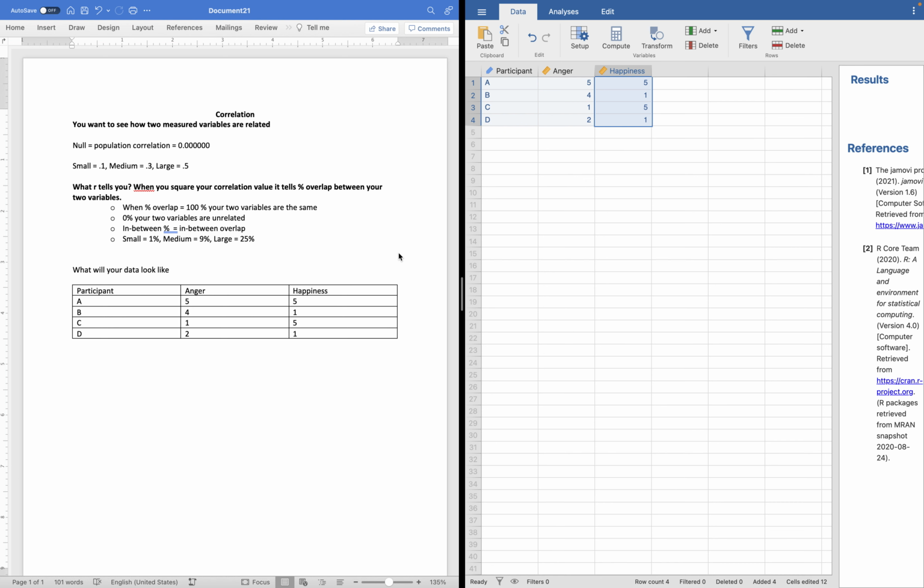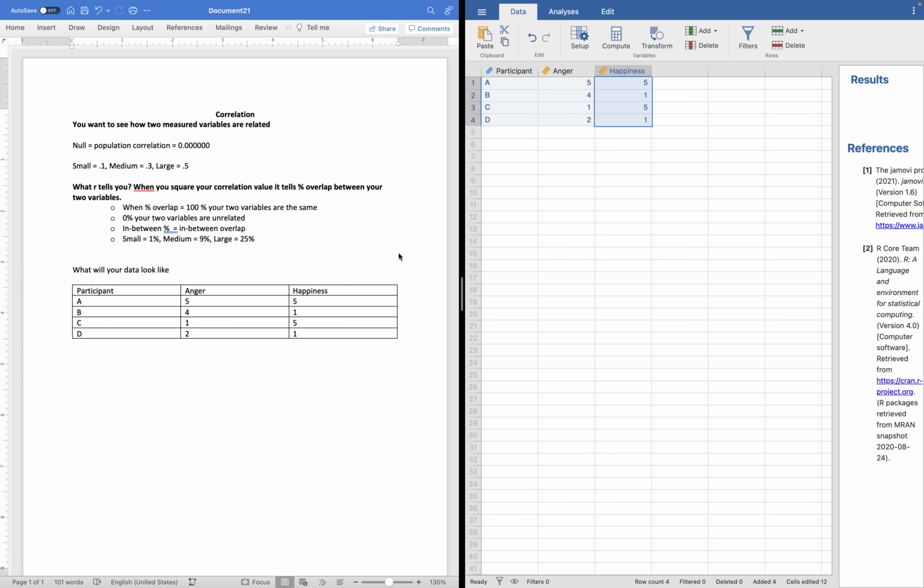So let's take that small value of 0.1. 0.1 times 0.1 is 0.01. Multiply that by 100 is 1%. 0.3 squared is 0.09. Multiply that by 100, that is 9%. 0.5 times 0.5 is 0.25. Multiplied by 100 is 25%. That's how you convert a correlation R value into a percentage overlap value. You just square it.